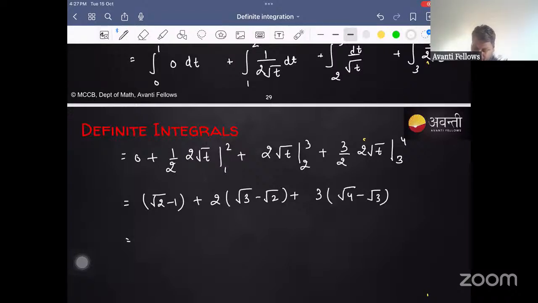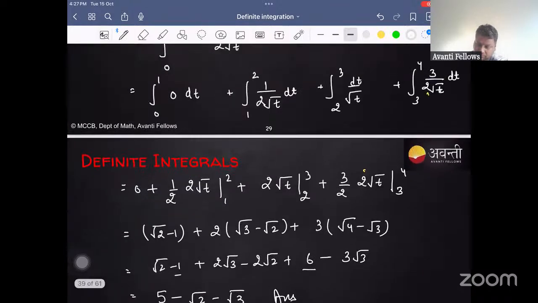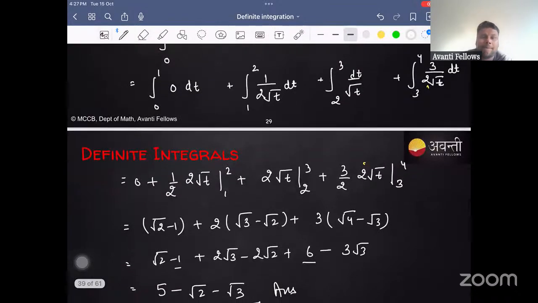So now I think you guys can manage with this. So it is root 2 minus 1 plus 2 root 3 minus 2 root 2 plus 6 minus 3 root 3. So it is 6 minus 1, 5 minus root 2 minus root 3. This is your answer. Got it? Have a look.